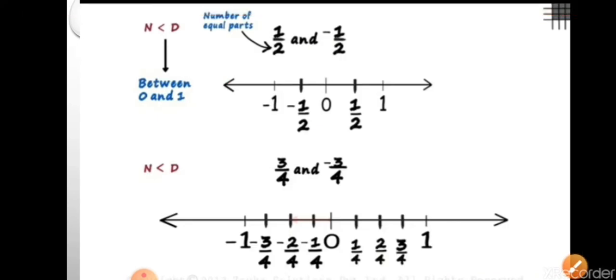So what you can say, 1 upon 2 will lie between 0 and 1, and there you have made two equal parts between 0 and 1 because 2 is the denominator. Minus 1 upon 2, because it is a negative number, will lie on the left hand side of the number line. You can see one more example that is given.